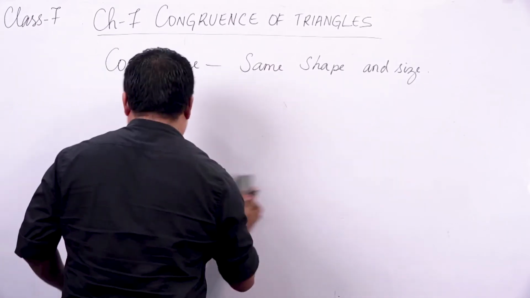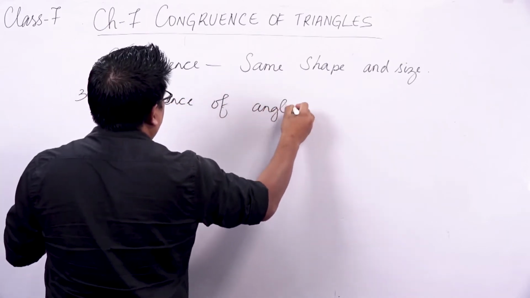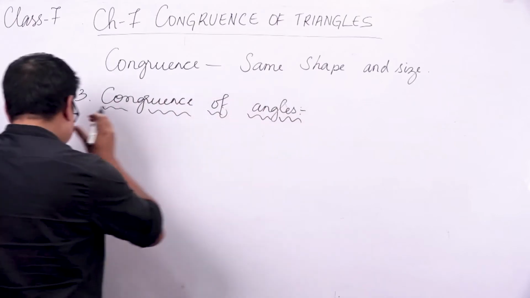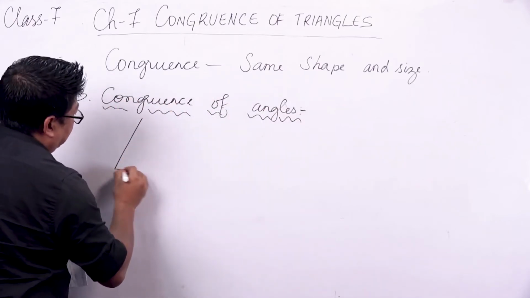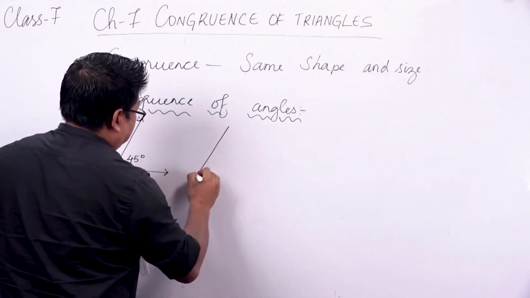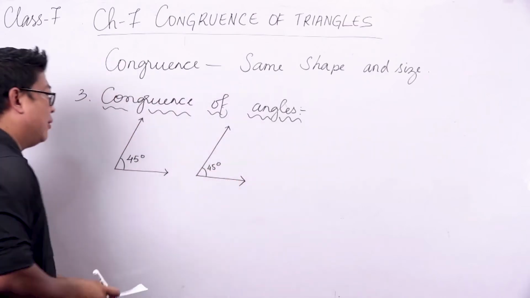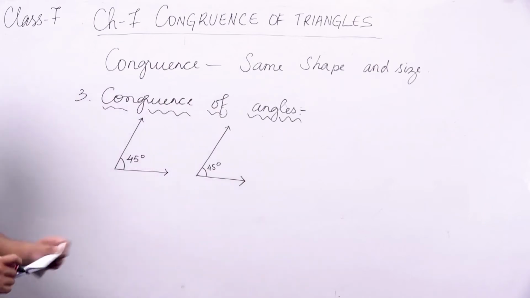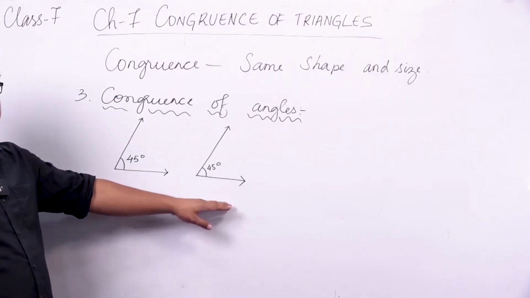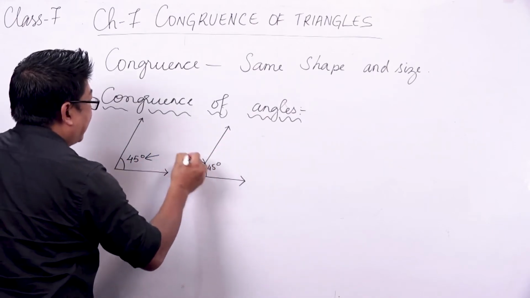And we will look at another point, congruence of angles. I'm sure we have all studied about angles, right? So for example, I have this. Let's say this is 45 degree. And let's say I have another angle. This is also 45 degree. Now, just by looking at these figures, we can say that these two angles are congruent.